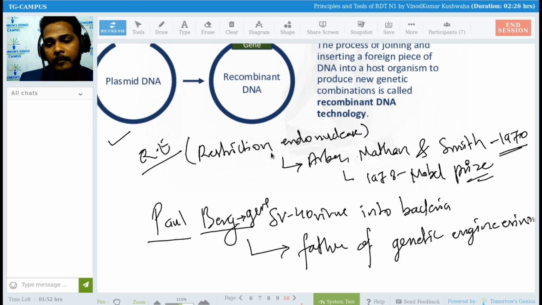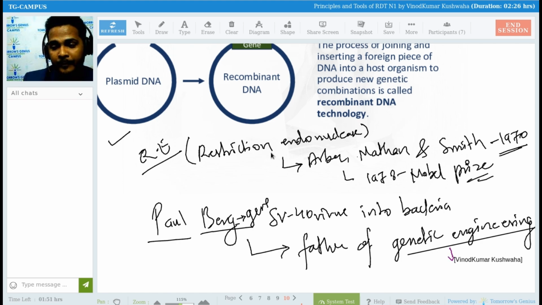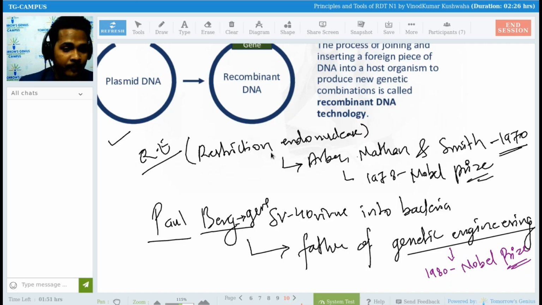Yes, the father of genetic engineering. Clear? And he was even awarded the Nobel Prize. He also got a Nobel Prize for his discovery. In 1980, he received a Nobel Prize for his discovery of how the gene of the SV40 virus can be introduced into bacteria. So when he developed these techniques, he got a Nobel Prize. He is also referred to as the father of genetic engineering. Is this clear? Okay.